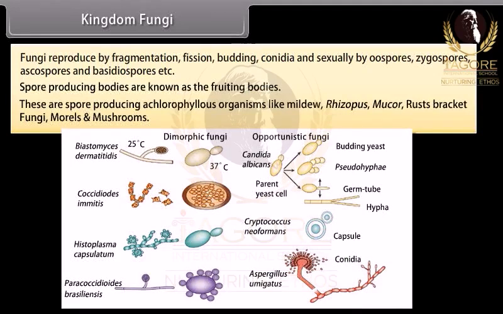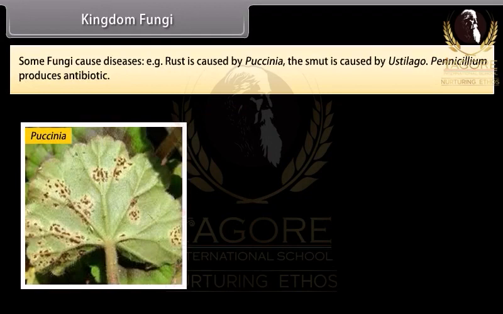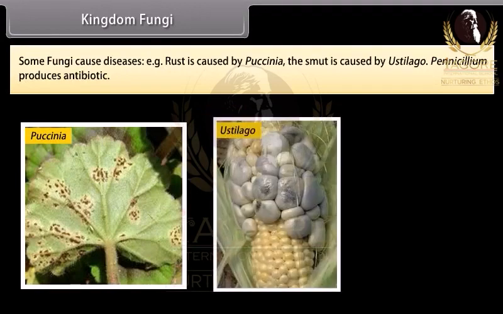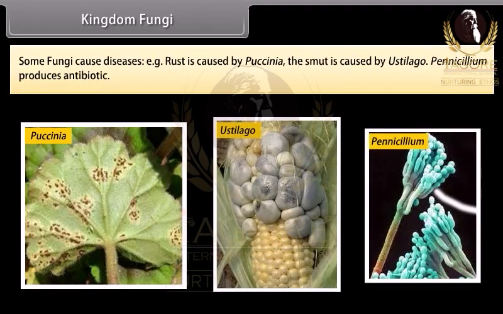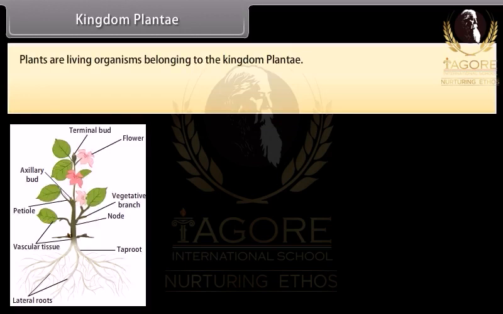These are spore-producing achlorophyllous organisms like mildew, rhizopus, mucor, rusts, bracket fungi, morels, and mushrooms. Some fungi cause diseases. For example, rust is caused by Puccinia, smut is caused by Ustilago, and Penicillium produces antibiotics. Kingdom Plantae. Plants are living organisms belonging to the kingdom Plantae.